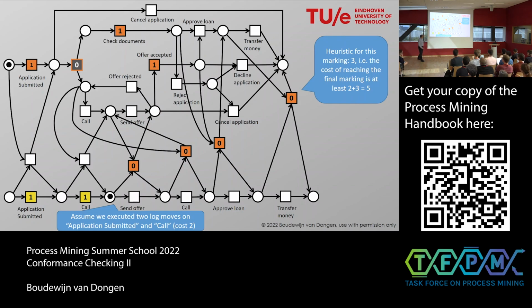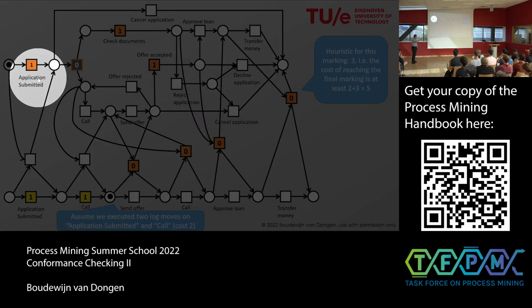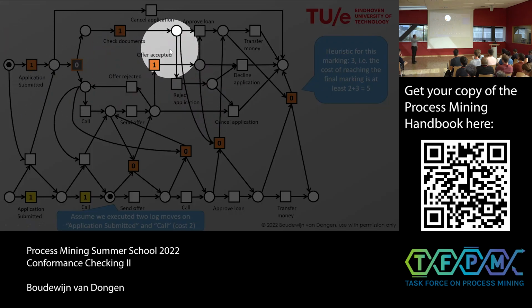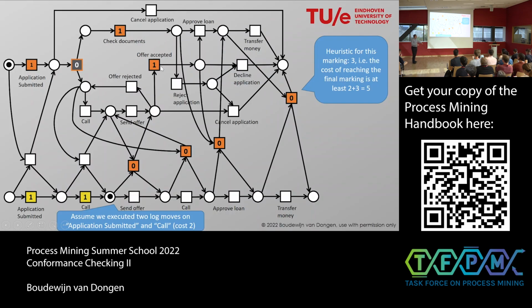So it says, in order to reach the final marking from the current state, you need to make at least cost 3. 1 for application submitted, 1 for check documents, 1 for offer accepted. And since I already executed 2 steps, I have a total cost of at least 5. Right? In order to reach the final state from this point, I will reach it with a cost of at least 5.